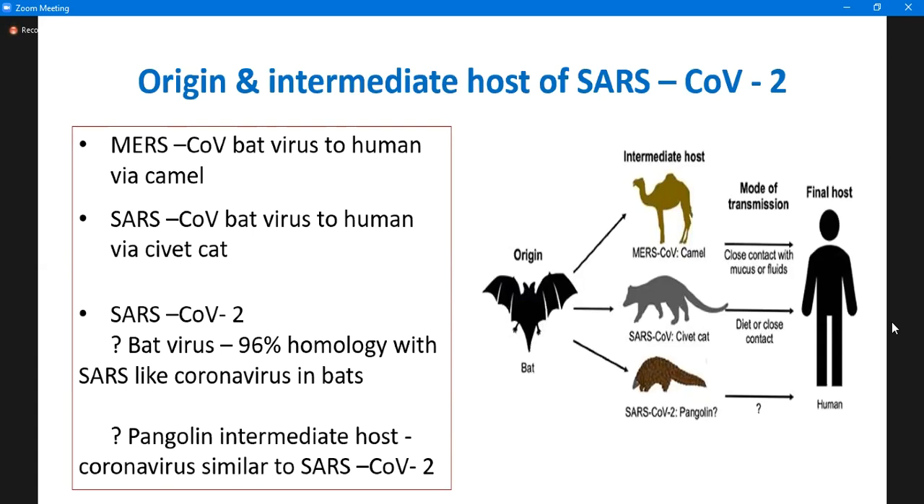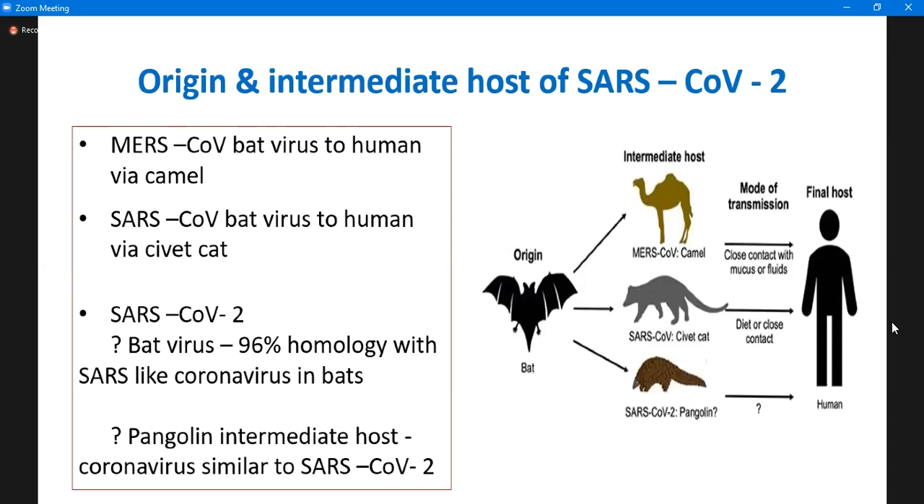What about the SARS coronavirus 2? The origin of the SARS coronavirus is thought to be bat virus. It is a bat virus. This is supported by the fact that SARS-like coronaviruses have been identified from bats, and they have more than 96% homology with the SARS coronavirus 2.